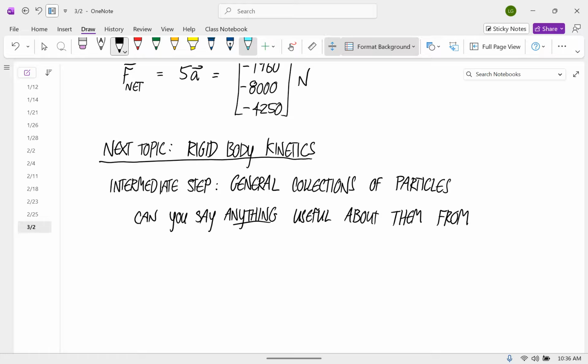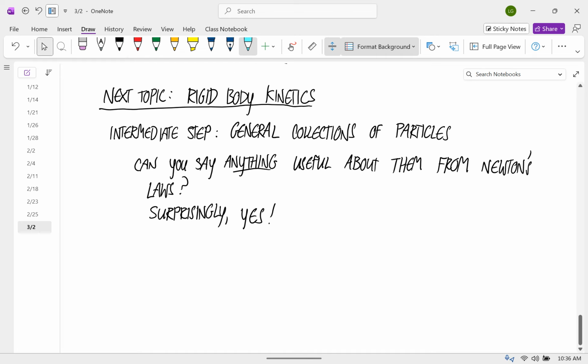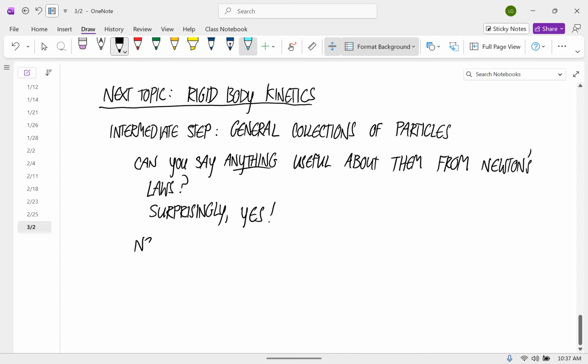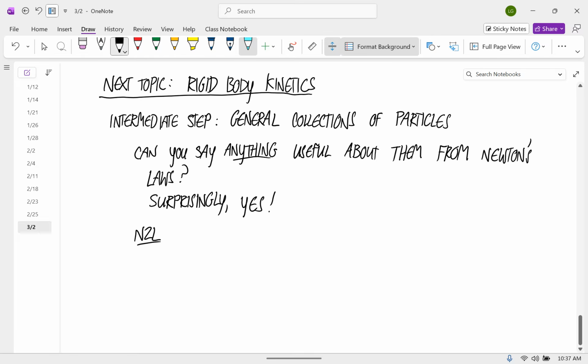So can you say anything useful that comes from Newton's laws? Every force has an equal and opposite reaction. Yeah, that still holds. So surprisingly, there is one thing that comes up all the time, no matter how the particles relate to each other. Newton's second law says this: the net external force on a system of particles is equal to the total mass of the collection of particles times the acceleration of the collection's center of mass.